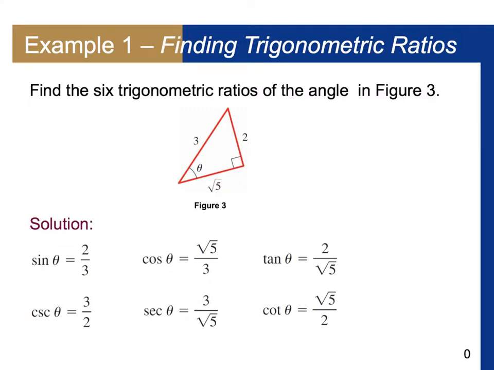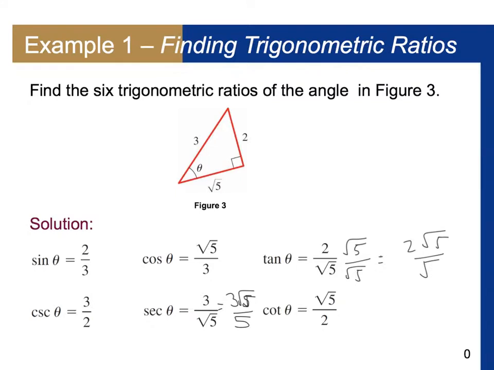Now here we should rationalize our denominator. So here we're going to multiply times square root of 5 over square root of 5, which gives me 2 times the square root of 5 over 5. Okay, and similarly for this one, this would be 3 times the square root of 5 over 5 by rationalizing that denominator. So make sure you rationalize your denominators for these.